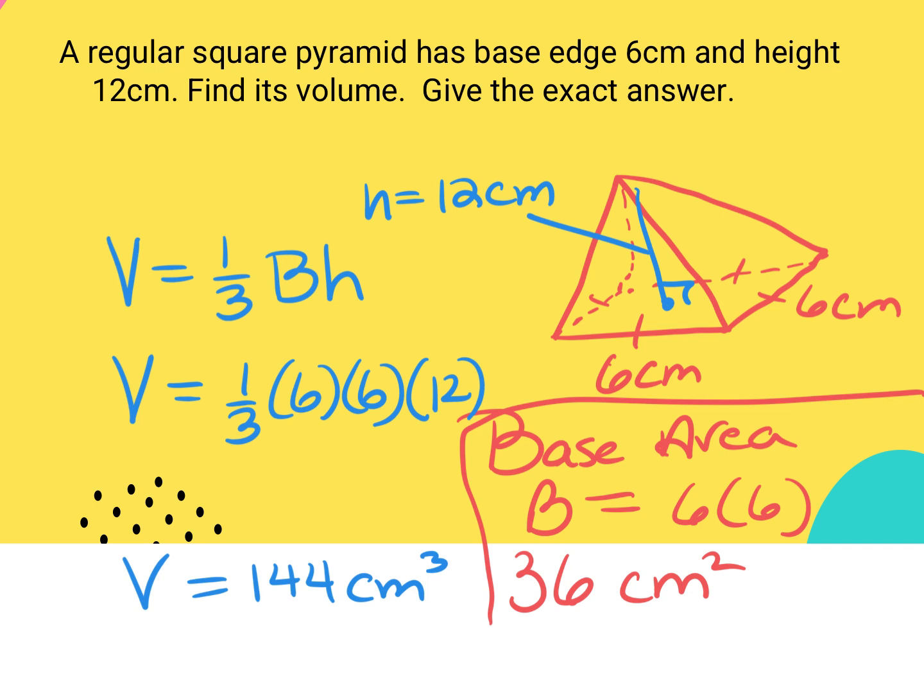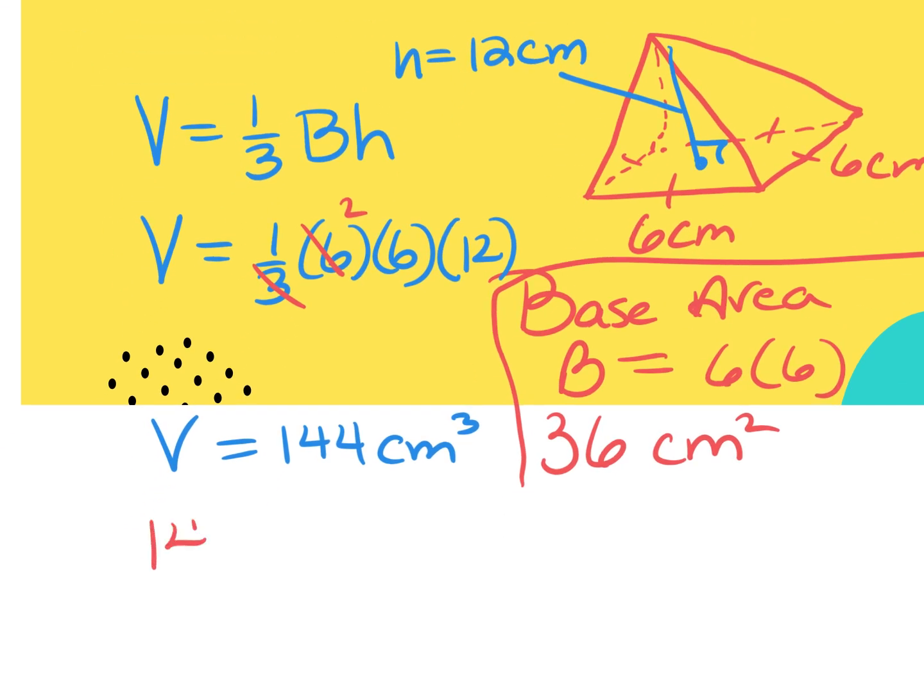Now, if you weren't using a calculator, then what I would have done is probably divided one of these 6s by 3, and then multiplied what remained. But again, you're using your calculator, so you really don't have to do any kind of simplification. Now you could also write the final answer as cubic centimeters.